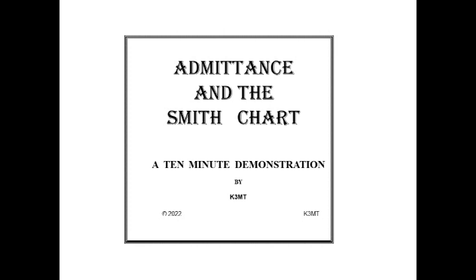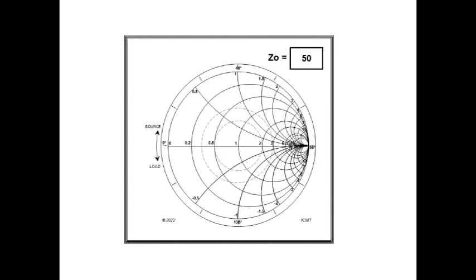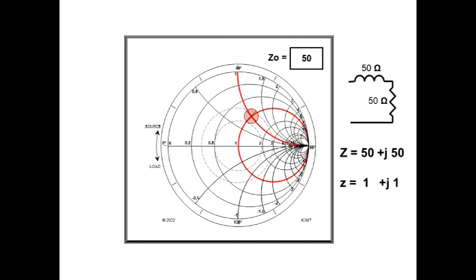We're digesting K3MT's way of working with admittance and impedance on a Smith chart. We'll use a chart for 50 ohm cable, with Z0 equals 50 ohms. An inductive impedance has a coil and resistor in series. This one plots on the R equals 1, and J equals +1, circle and arc, meaning Z equals 50 plus J 50 ohms.